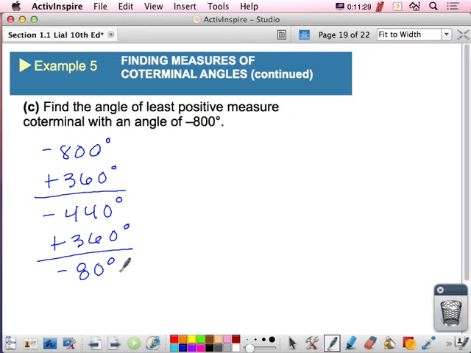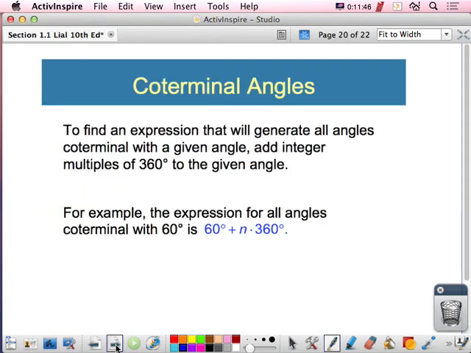Then we're still in the negatives, so if you add it again, it brings you to yet another coterminal of 280. That's usually the one people are trying to get to. They want to know what's the first one that's positive, because then I can look at it and tell what quadrant it's in.